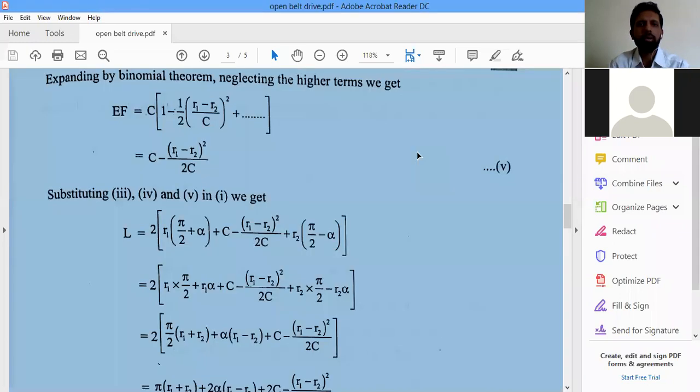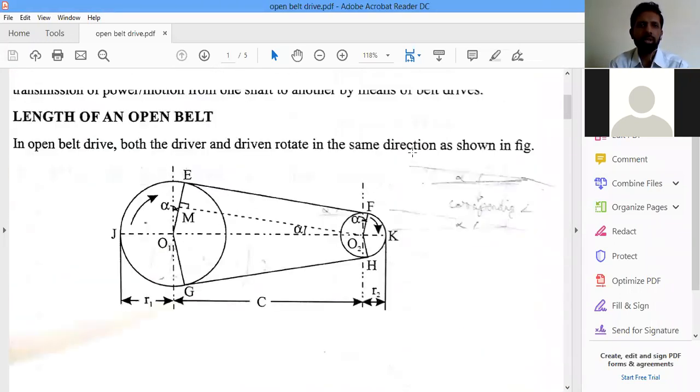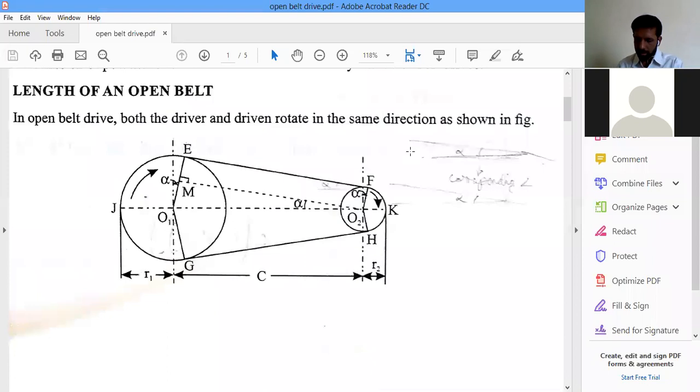Okay, so in the last class, we had seen a little bit of introduction about belt drives, what an open belt drive and a cross belt drive are, and also the difference between them. Now the next thing we are going to see is how to find the length of the belt for an open belt condition.